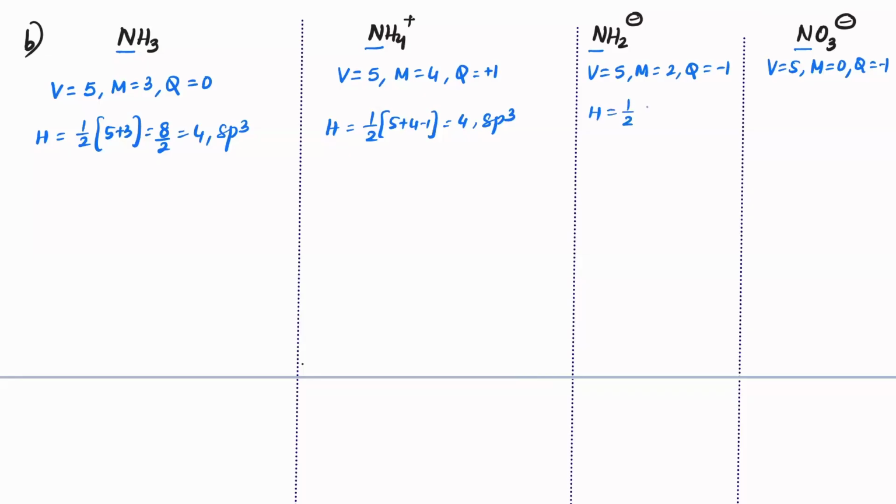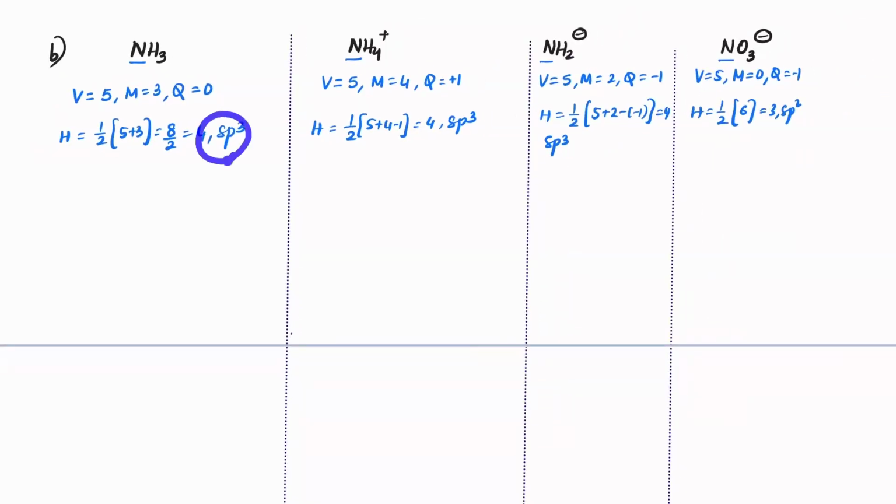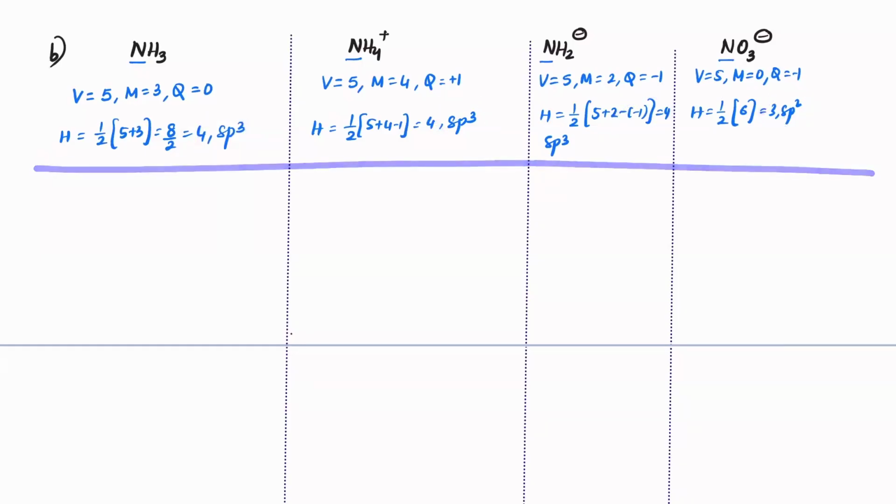Steric number, half of 5 plus 2 minus of minus 1, again 4, which is sp3. Steric number, half, this is 5 plus 0 minus 1, 6, so that makes it 3, which is sp2. So you got sp3, sp3, sp3, sp3, and sp2. These are the hybridizations which we got.